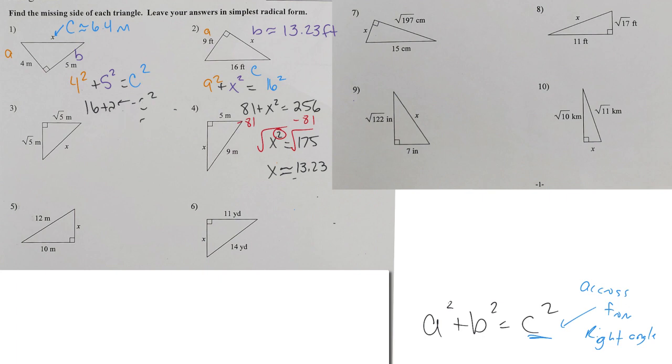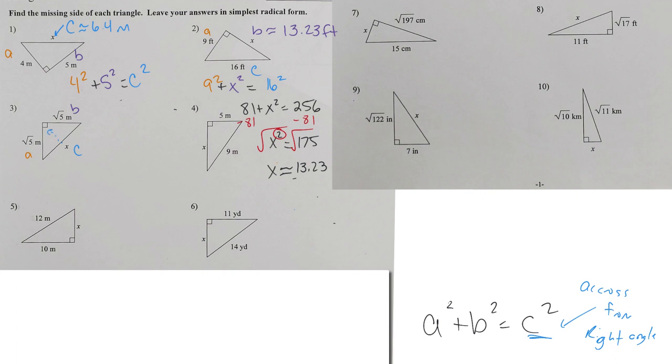So I'm going to go over to 3 now. It's the exact same concept. So 3, I have A. B is right here. C is X. Remember, C is always across from 90. So you always find C first if you're struggling.